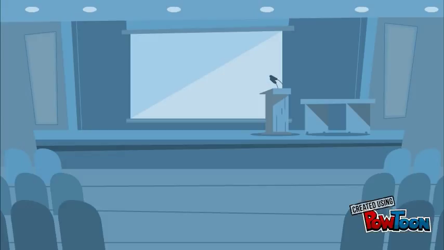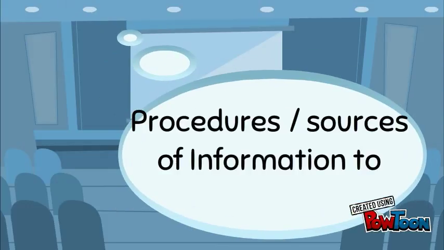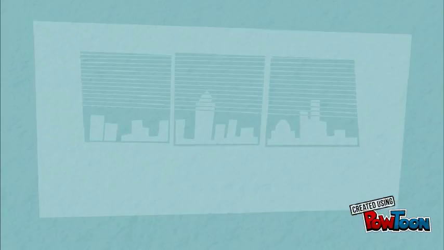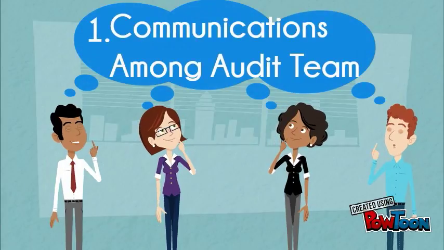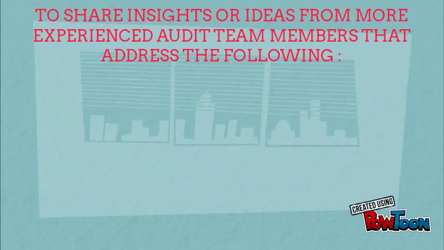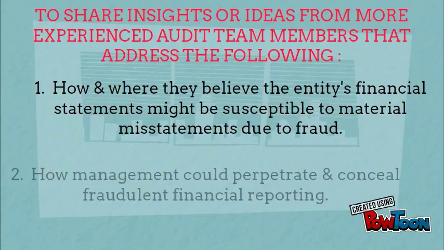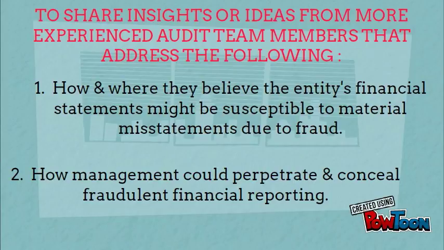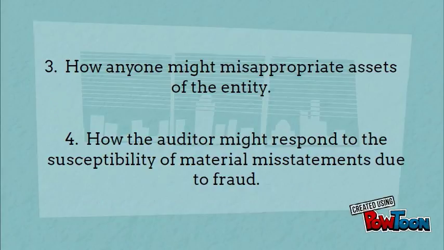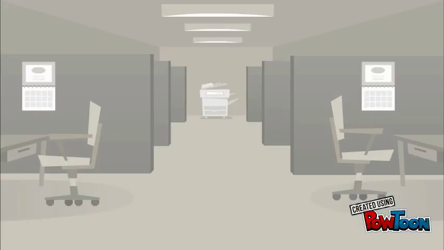Move on to procedures or sources of information to assess fraud risk. First, communications among audit team. This is to share insights or ideas for more experienced audit team members to address the following. First, how and where they believe the entity's financial statement might be susceptible to material misstatement due to fraud. Second, how management could perpetrate and conceal fraudulent financial reporting. Third, how anyone might misappropriate assets of the entity. Fourth, how the auditor might respond to the susceptibility of material misstatement due to fraud.